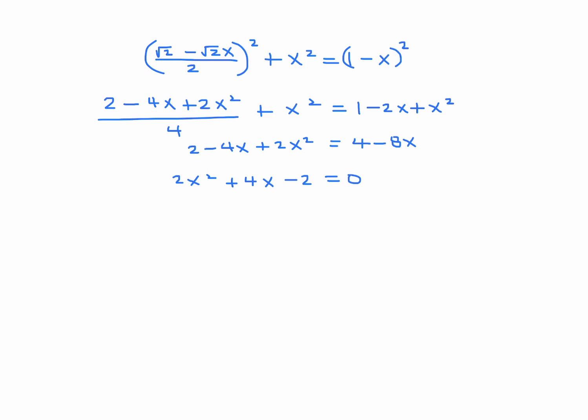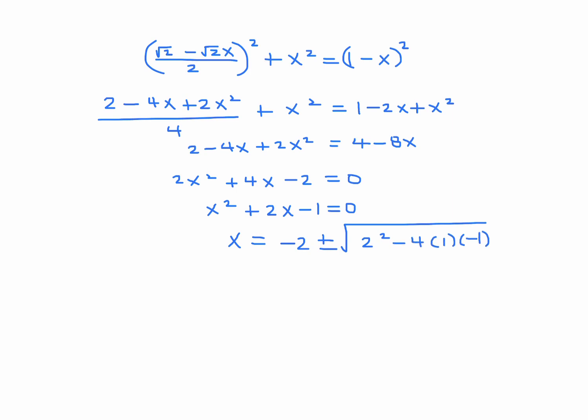And then I can divide through by 2, and all I'm left with is just x squared plus 2x minus 1. We need to do a quadratic, so that's minus 2 plus or minus the square root of 2 squared minus 4ac all over 2 times 1. And this is minus 2.